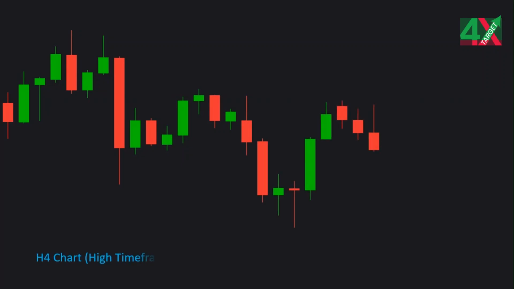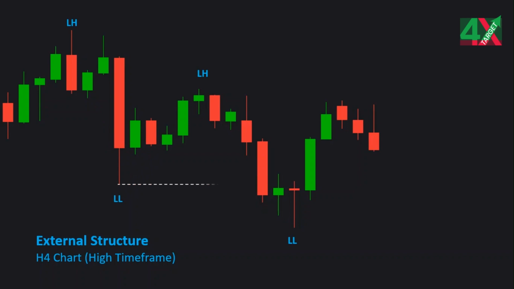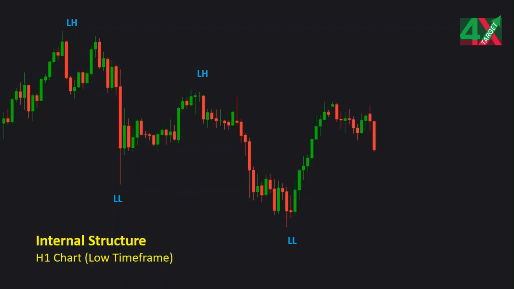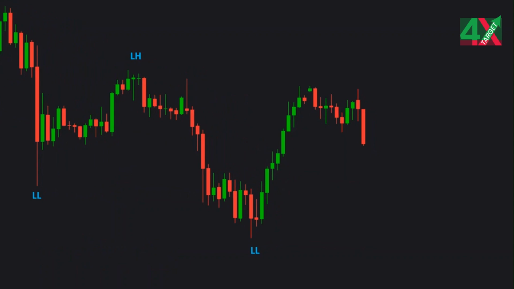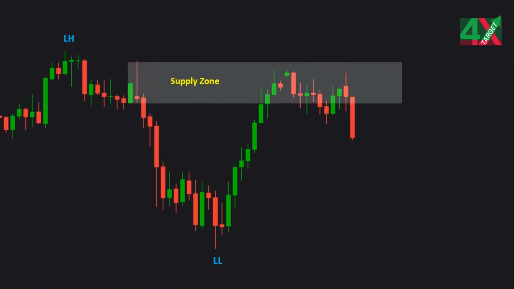In the next example, the external structure on the H4 chart is in a clear downtrend. Price is consistently forming lower lows and lower highs, and we can identify a recent break of structure, reinforcing the bearish momentum. Now, let's zoom into the internal structure on the H1 chart. Here, we spot a supply zone near the previous lower high of the external structure. The internal structure also shows a break of structure in full confluence with the external structure.